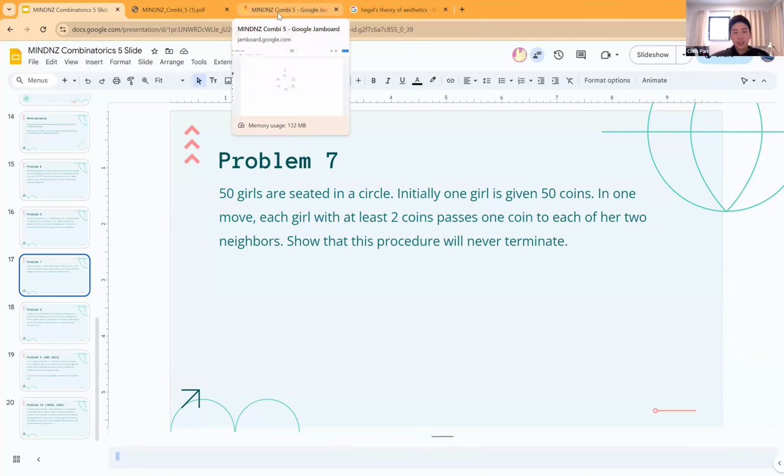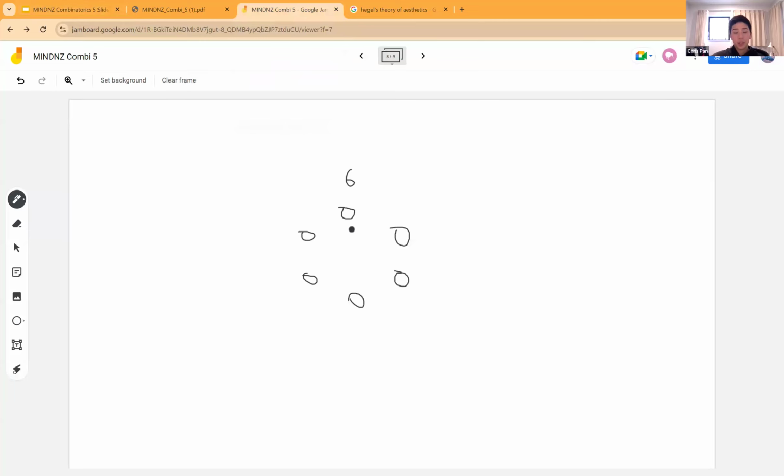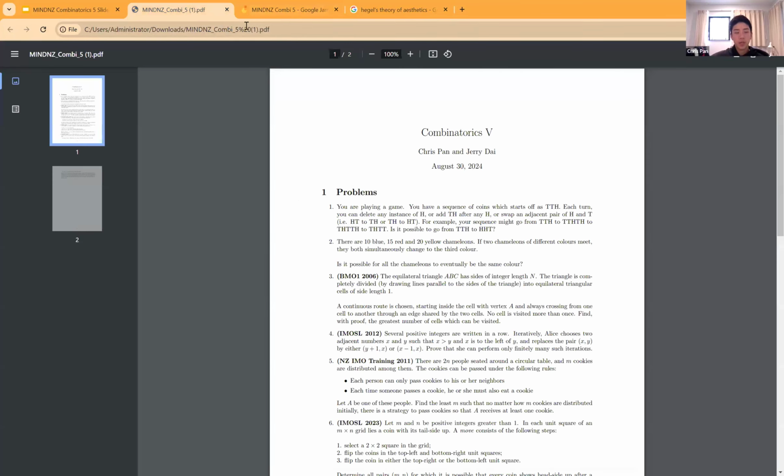What she can do is, if a girl has at least 2 coins, she can pass them along like this. After this move, the girl has lost 2 coins, but she's given one coin to each of her two neighbors. And she can keep passing coins along like this, right? Maybe she'll pass some more coins to her neighbors, and maybe this neighbor will pass some back to her, so she gets another coin, but this person loses some coins. This process keeps going however the girls want, right?